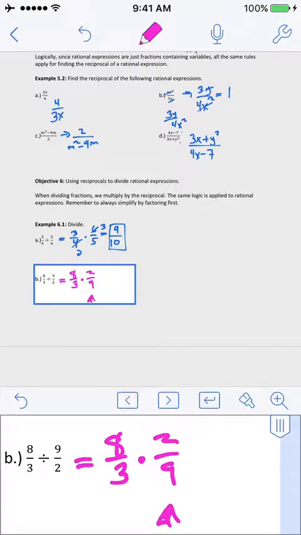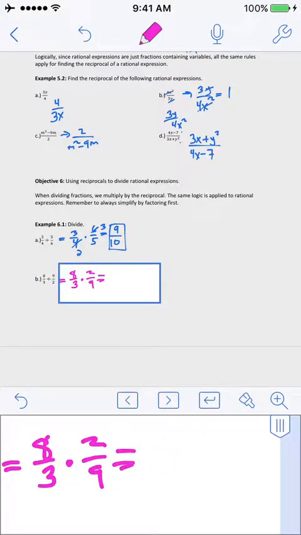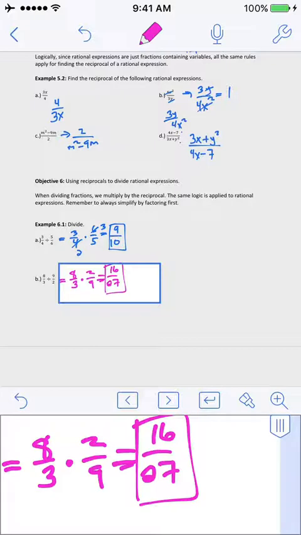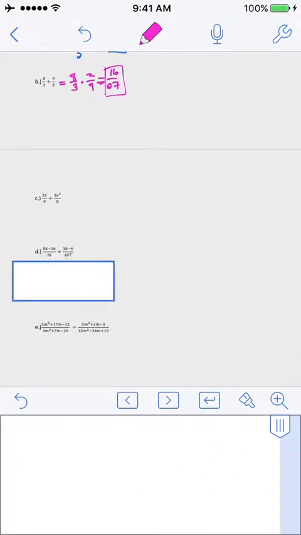It's always going to be the second one. Alright, then we can't really do anything cheater-wise, so let's just go ahead and multiply across, multiply 16 over 27, and yep, that does not reduce, so that's our final answer. Alrighty, dividing fractions. Pretty easy.